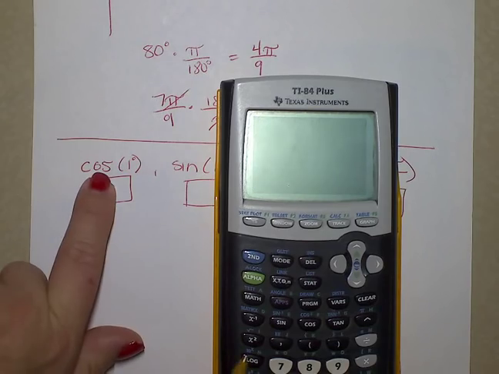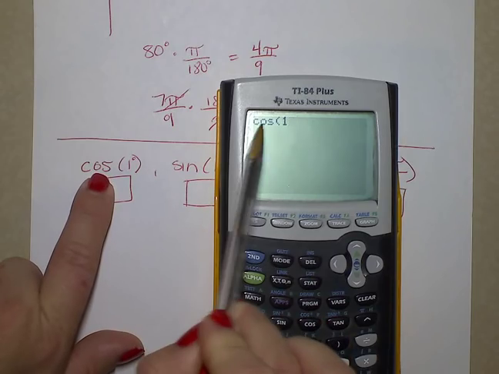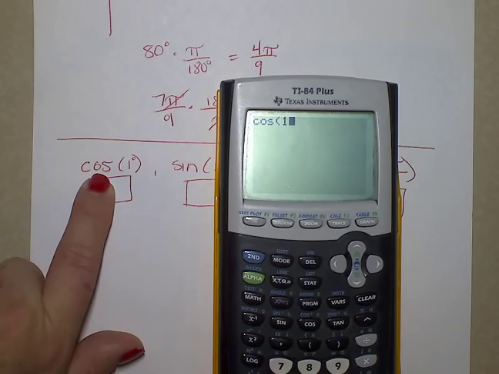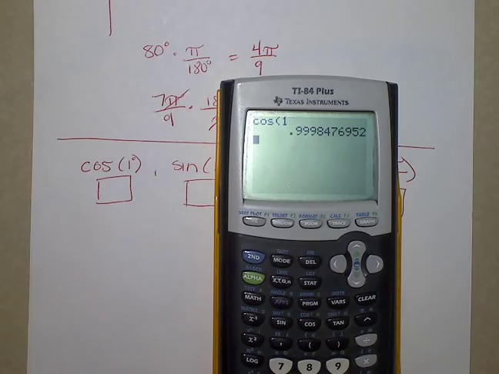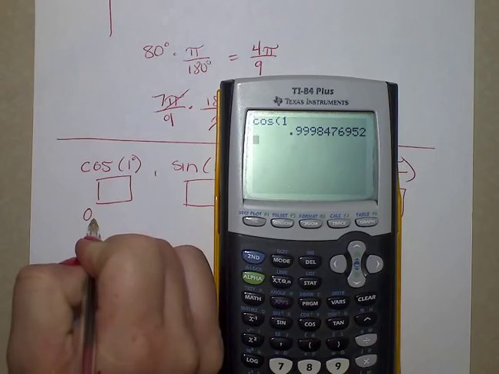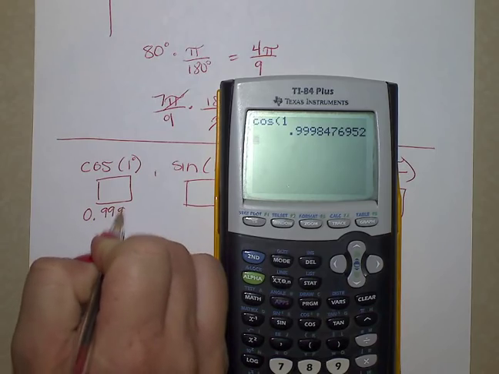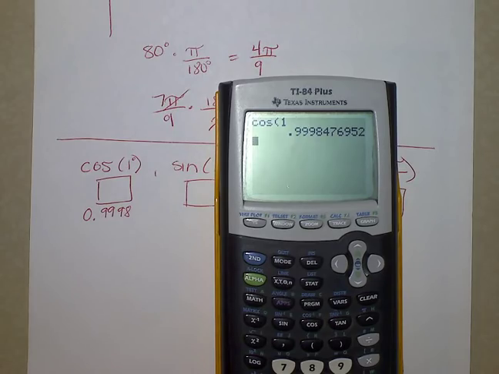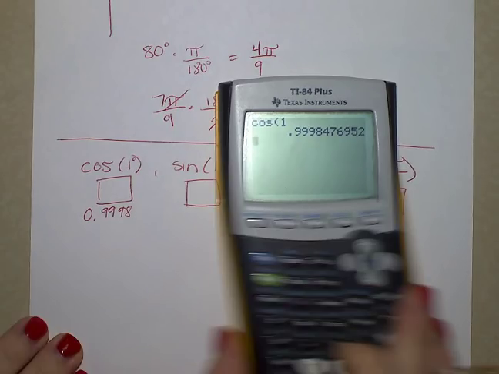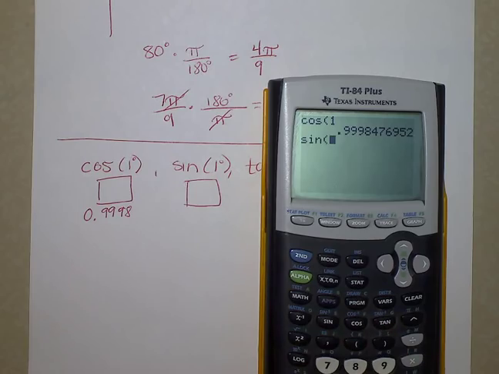Okay, now let's go to cosine. Type in 1 because this means the cosine of 1 degree since we have the mode in degrees, and press enter. Okay, I'm going to write this down 3 places after. So 0.99, and actually I'll go 4 places, 98. Okay, we're still in degrees, so I don't need to change anything. Let's hit sine of 1 and press enter.